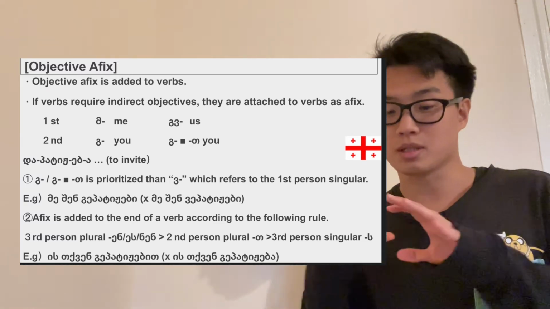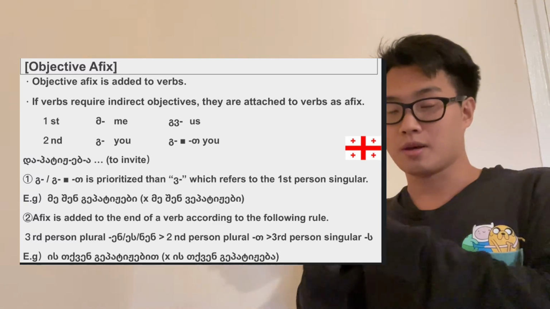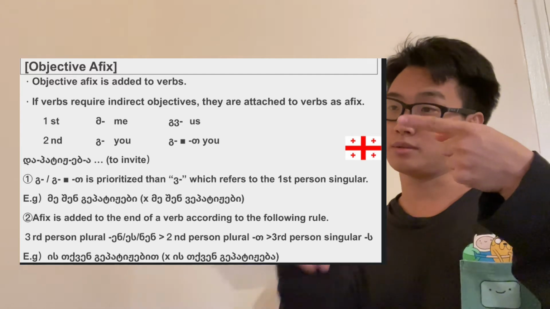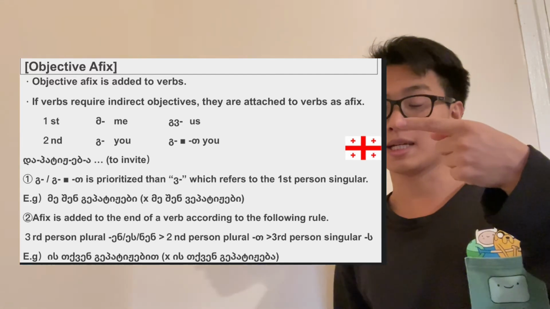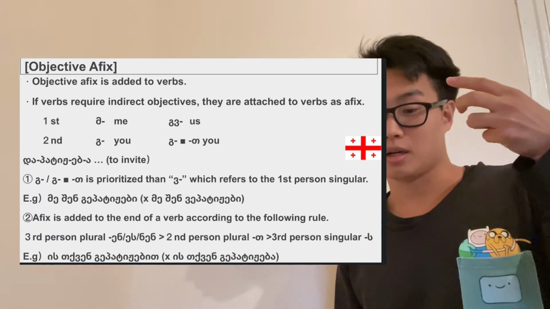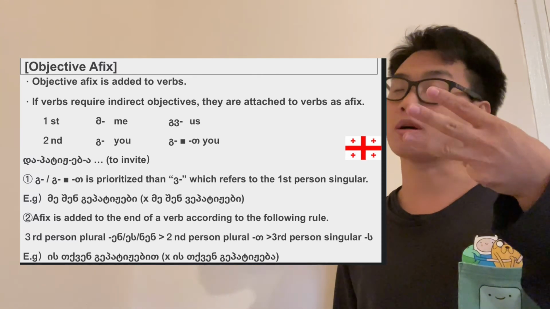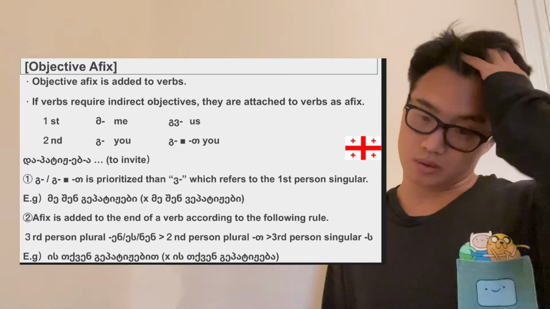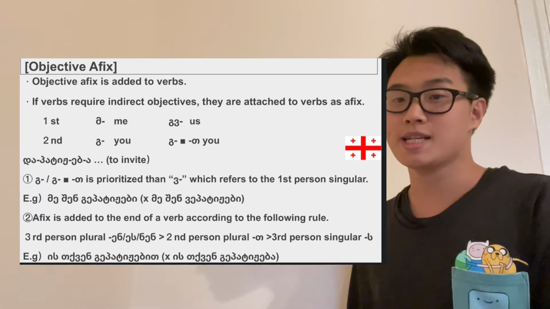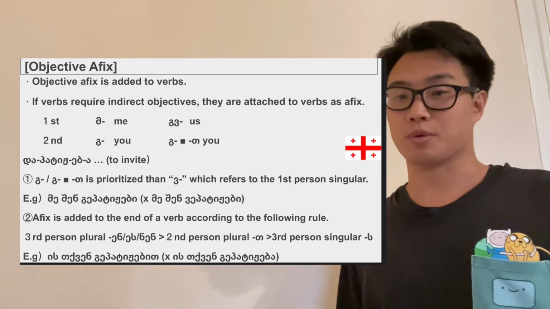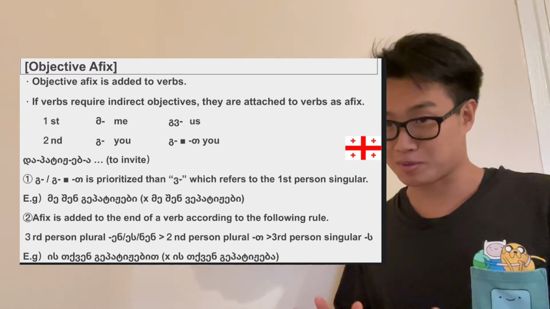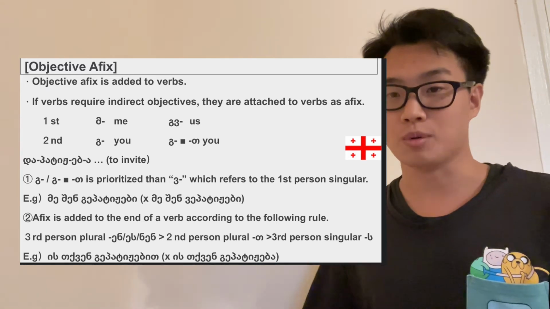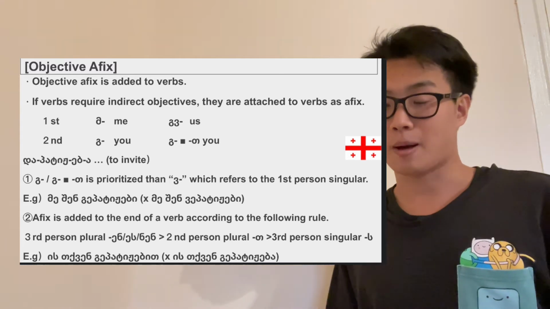But at this moment, let's just remember that there are four objective affixes: me, the first person singular form; gve, the first person plural form; g, the second person singular form; and gt, the second person plural form. They are added to indicate the objects of the sentence. And that's pretty much it. Now let's take a look at the actual examples using the verb dapatijeva, to invite.